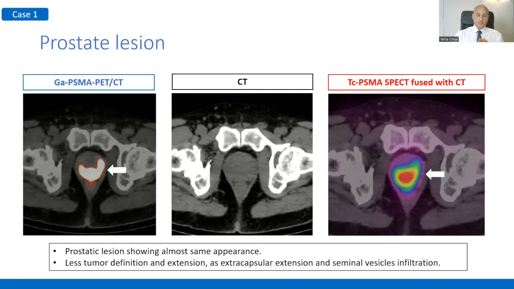So things like extracapsular extension or seminal vesicle infiltration will not be easily detected in technetium PSMA. But again, that's not the indication of the scan. The purpose of the scan is to see where the lesion is and any metastatic lesions in the body. So of course, there will be some drawbacks, but overall, we can see almost the same appearance of the prostatic mass. Now let's move to the nodal level assessment.